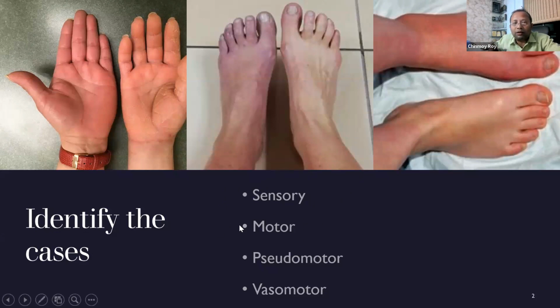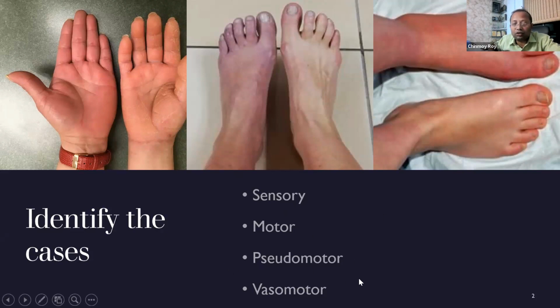Okay, the motor part. In the motor part, most of the time the patient is not using that part due to pain. Neither the patient himself or herself will touch that area, nor will the patient allow you to touch. So ultimately there will be disuse atrophy. In these pictures you will not find disuse atrophy, but if it continues for a long time and the treatment doesn't give much relief, then the patient will develop disuse atrophy. So that is one motor symptom under the motor category.